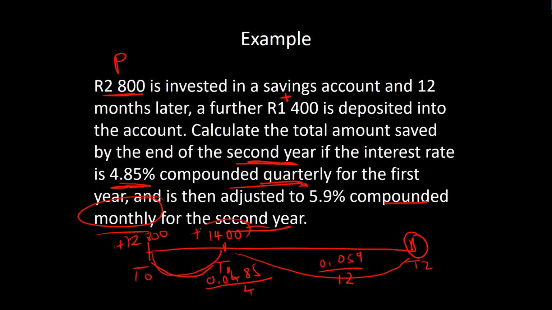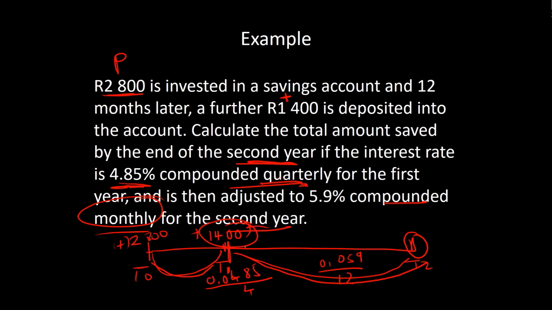I then need to add in the 1,400 Rand at this point in time. Once I've done that, I then start moving again. And how do I move? I need to multiply by this new interest rate, which is 0.059 divided by 12 to take into account the compounding. And that happens for a further period of how many?